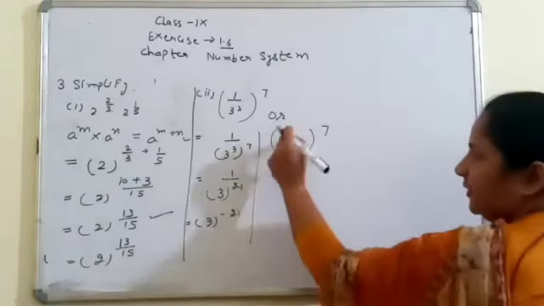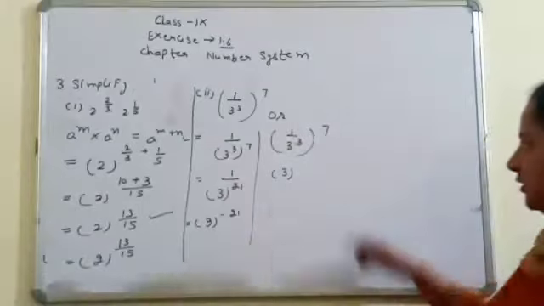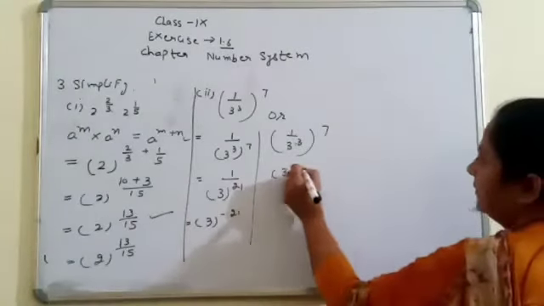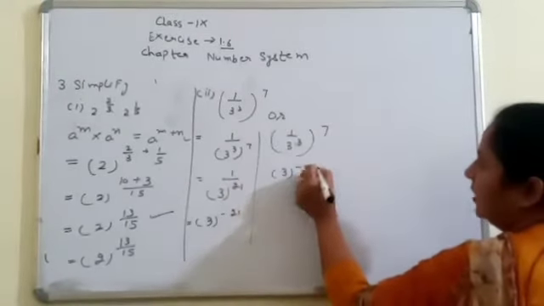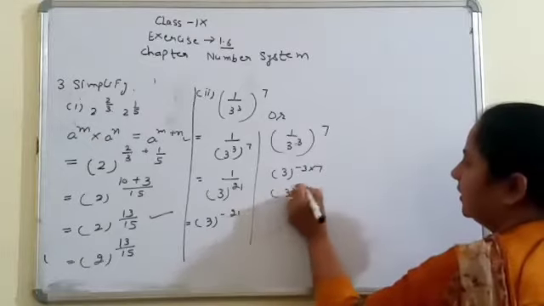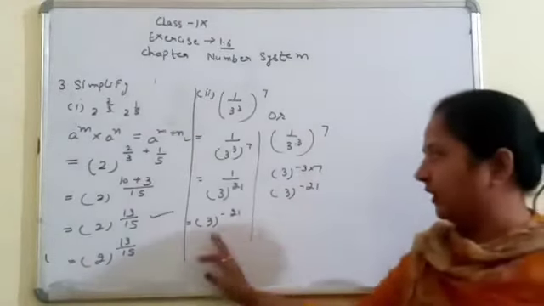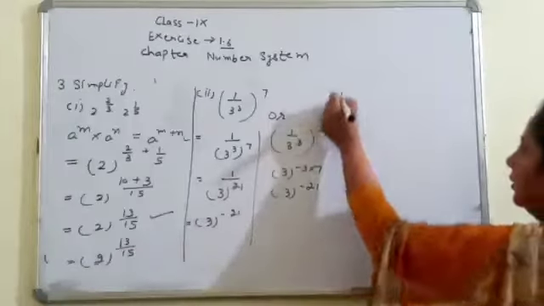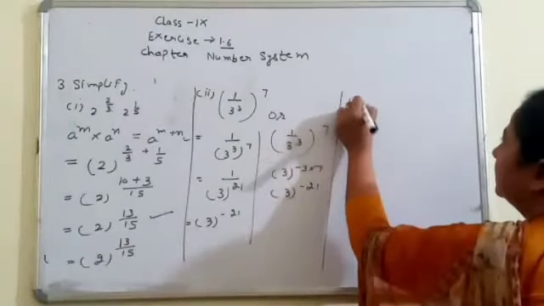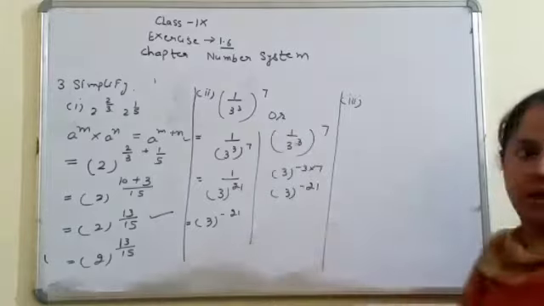Or you can do it like this: 1 upon 3 raised to power 3 whole power 7. Now take the reciprocal for this. So this 3 will become the inverse, power will become inverse, multiply by 7. 3 raised to power minus 21. Both are correct. You can do any method.